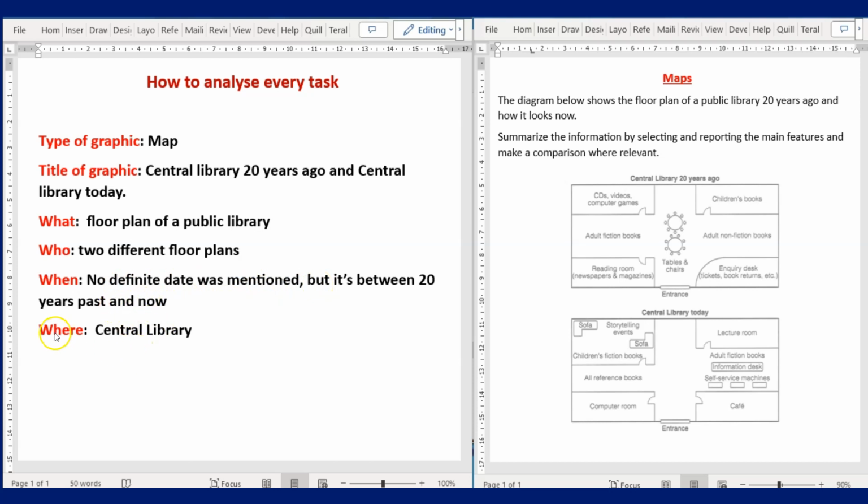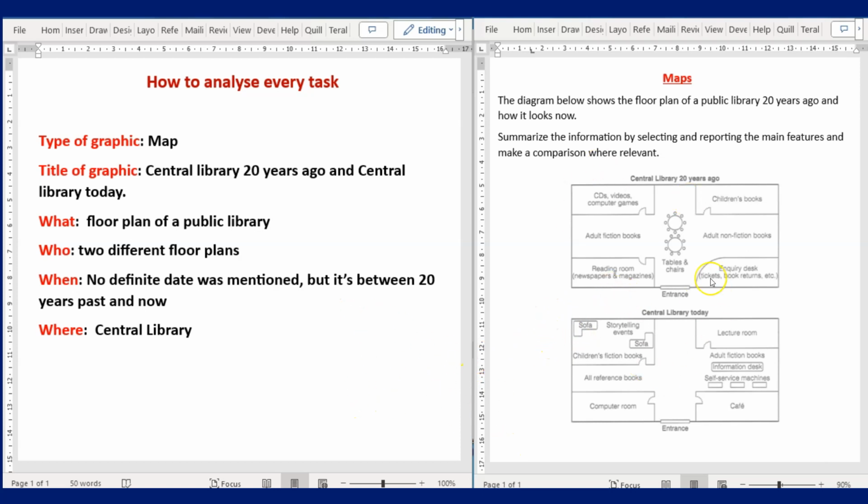And also where? The Central Library, right? So this data was taken from the Central Library. We do not have any definite place like a town or a country was not mentioned, nothing was mentioned, but we know it was taken from a Central Library. All right, so this is how you analyze the question.